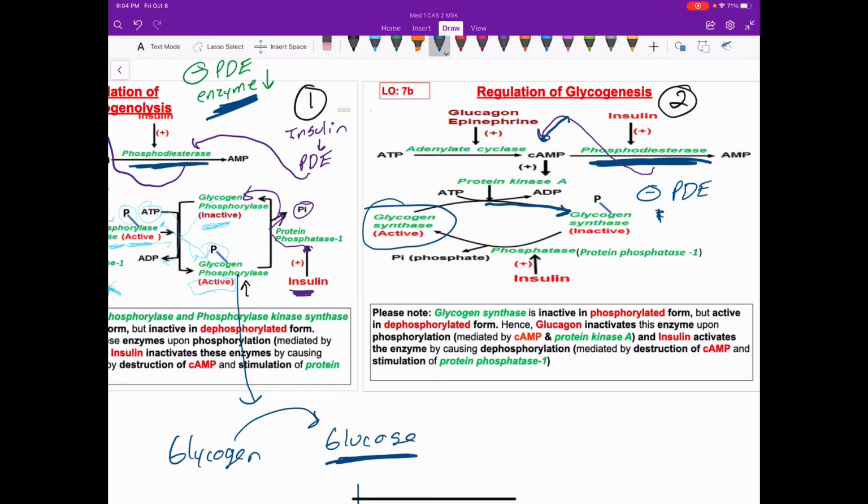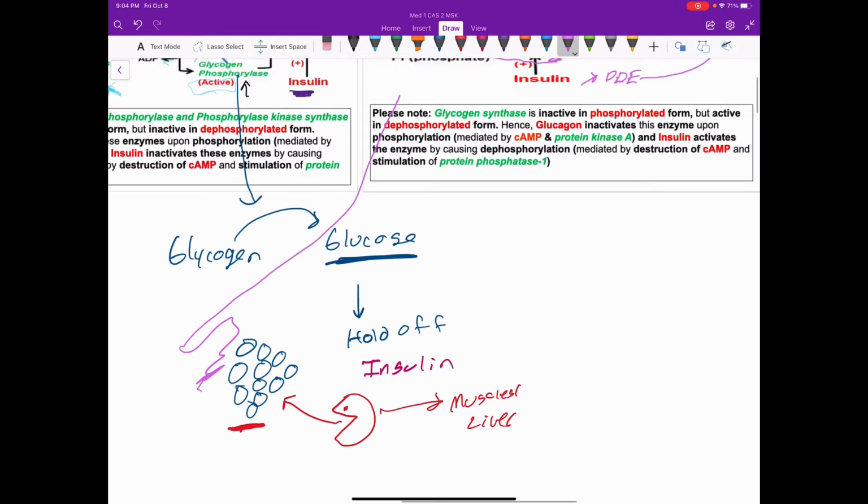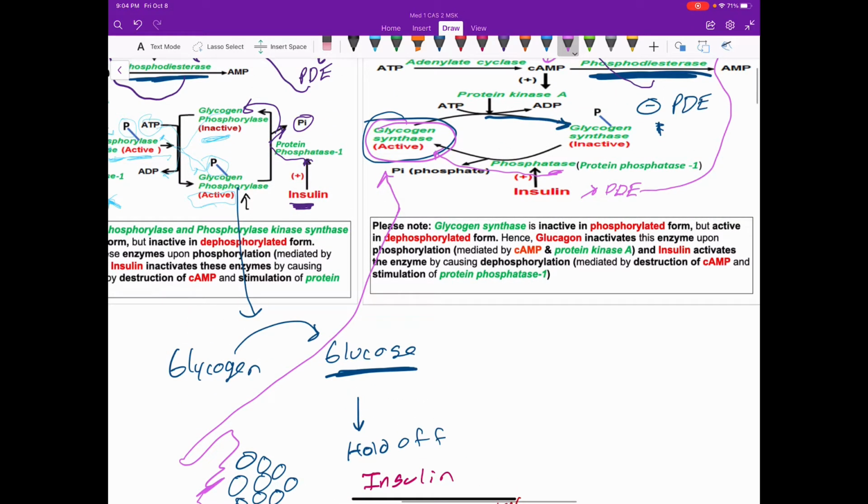because he's turning off cAMP, right? Insulin is releasing this PDE, phosphodiesterase. This phosphodiesterase comes up and turns off cAMP. Then this phosphatase over here can make glycogen synthase active. And what is this glycogen synthase going to do? It's going to take this glucose from Mr. Pac-Man, and he's going to make new glycogen.